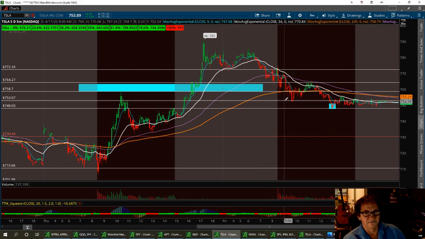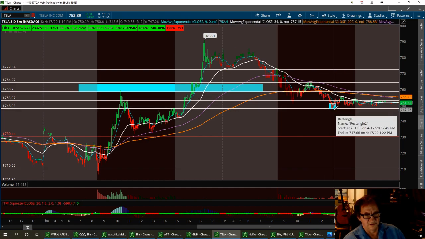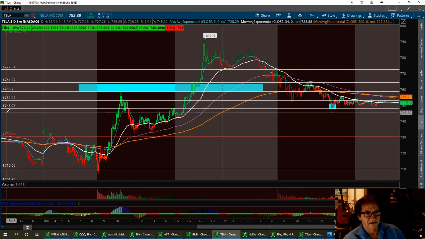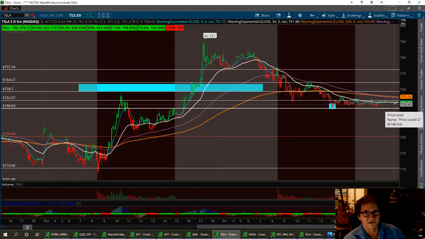Then it did hit my second support level, which was right down here at 753.07. We bounced off of it, hit that top of that resistance level at 764. And then we went ahead and pulled back to that other support level that I had, number 3, at 748.03. And we bounced right off that. And we kind of have a little descending pattern right here. We're going to see how this thing takes off, how it reacts.